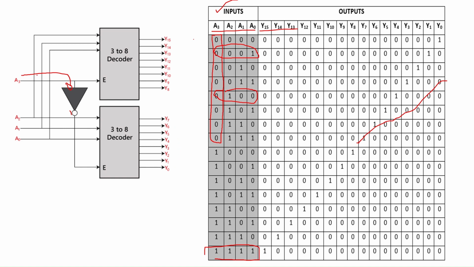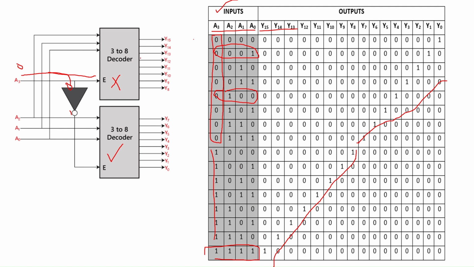Assume that a3 is 0. If this a3 0 is given to this inverter, the output of the inverter is 1, which is given as an enable input. So now this 3 to 8 decoder is in on state, and this 0 goes as an enable to the first 3 to 8 decoder. Since 0 is given as an enable input, this decoder will be in off state. In this truth table, when a3 is 0, the output ranges only from y0 to y7. When the enable input a3 is 1, the output is from y8 to y15.